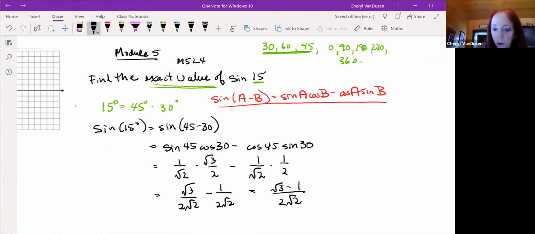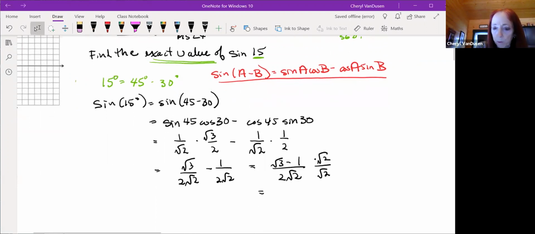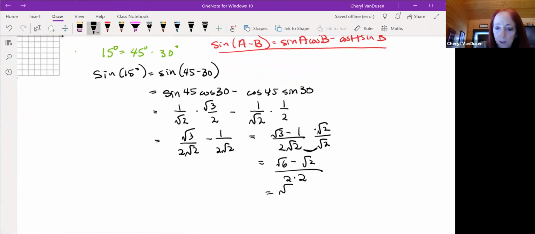We just multiply the top and the bottom by whatever the radical is on the bottom. So this is how rationalizing would work. Then in our answer, we can multiply root 3 by root 2 and get root 6, take away root 2 over 2 times 2, because root 2 times root 2 is just 2. And then we could write our answer as root 6 minus root 2 all over 4.